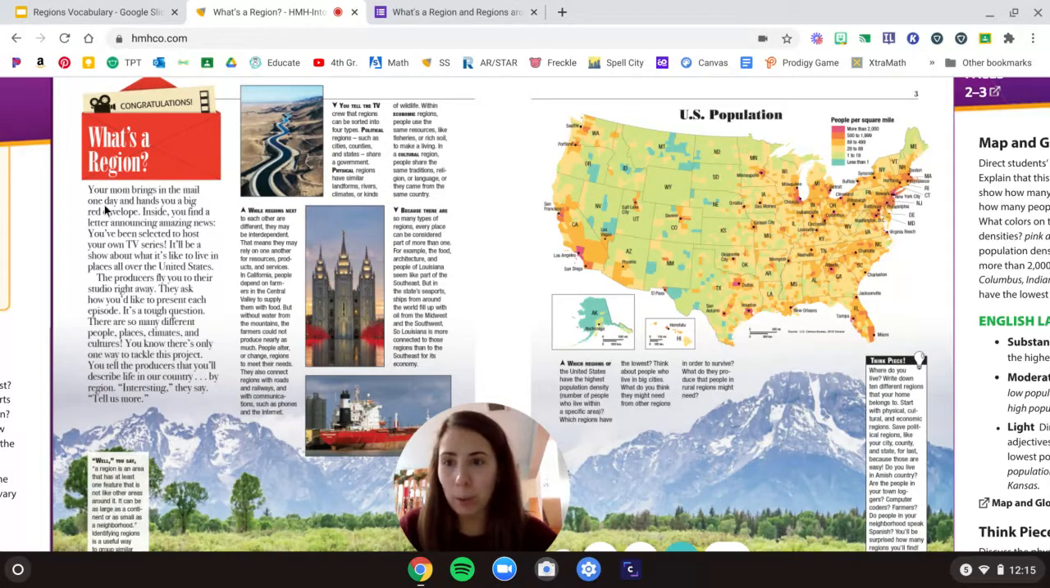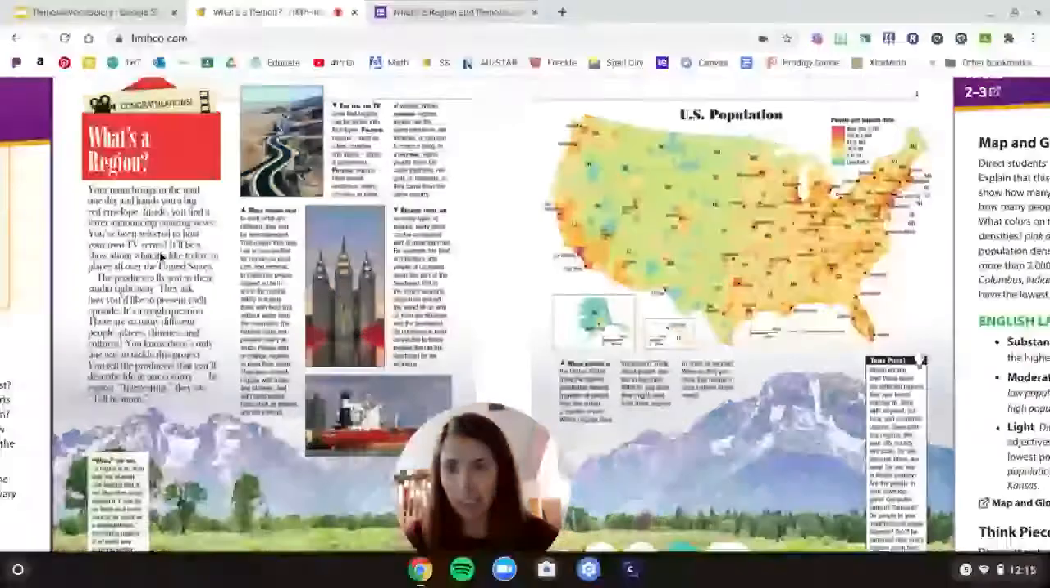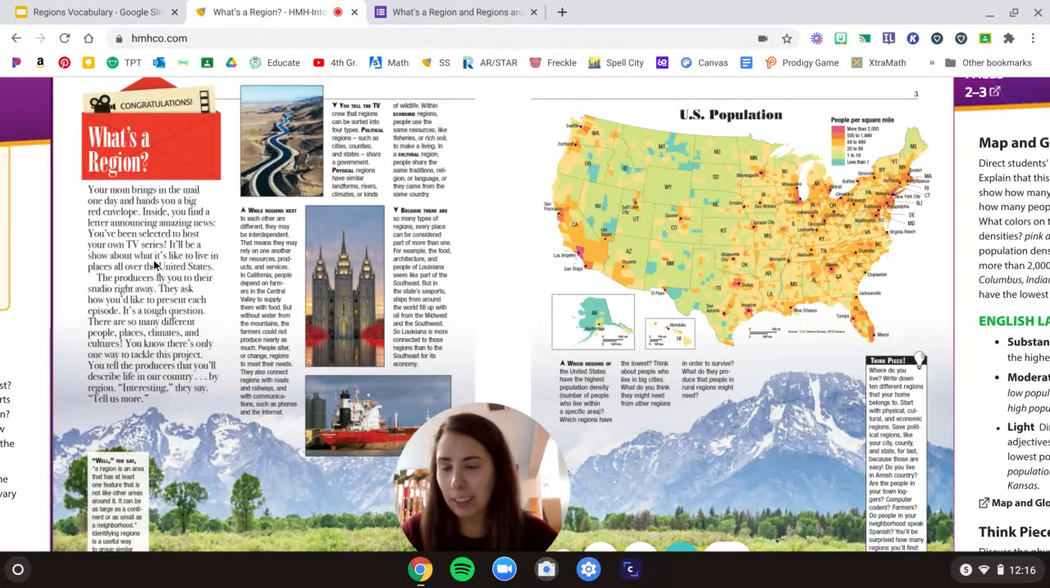Your mom brings in the mail one day and hands you a big red envelope. Inside, you find a letter announcing amazing news. You've been selected to host your own TV series. It will be a show about what it's like to live in places all over the United States. The producers fly you to their studio right away. They ask you how you'd like to present each episode. It's a tough question. There are so many different people, places, climates, and cultures. You know there's only one way to tackle this project. You tell the producers that you'll describe your life in your country by region. Interesting, they say. Tell us more.